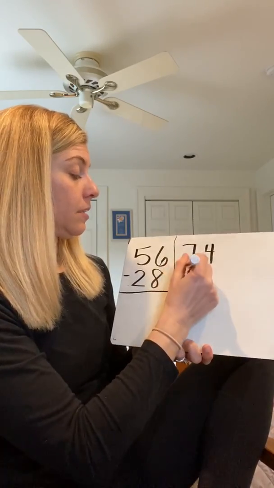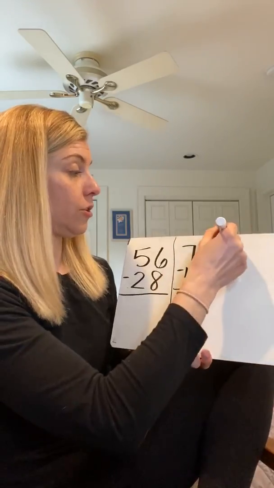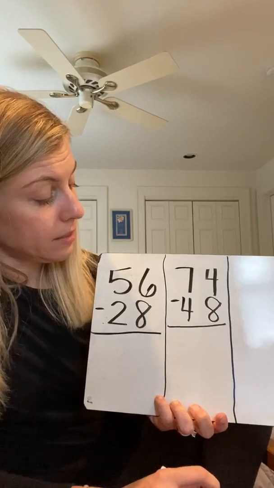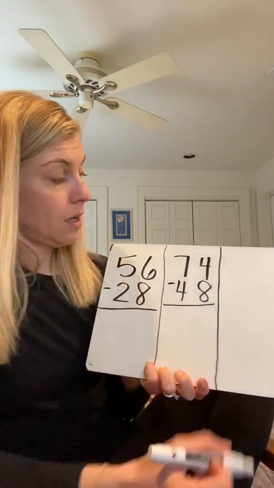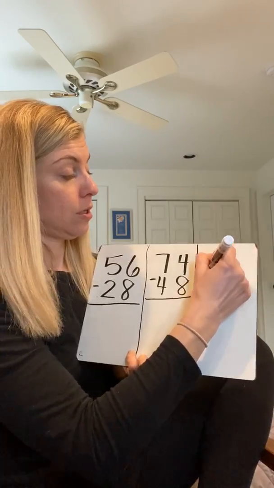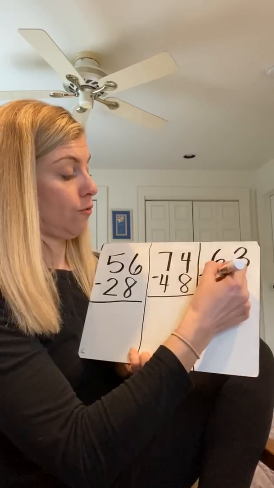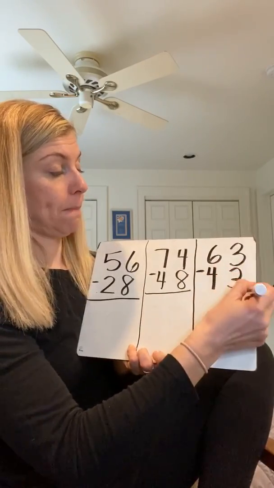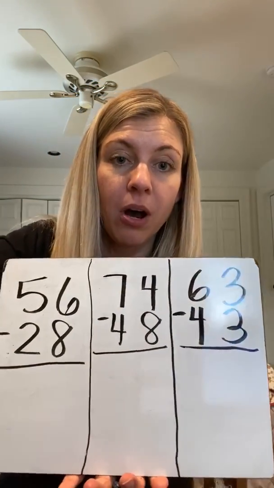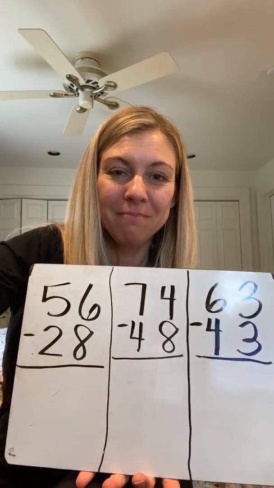74 minus 48 is number 2. And then last but not least is, let's do 63 minus 43. Okay? Take a minute and solve those. Hit pause, solve them, and then press play when you're ready to check them together with me.